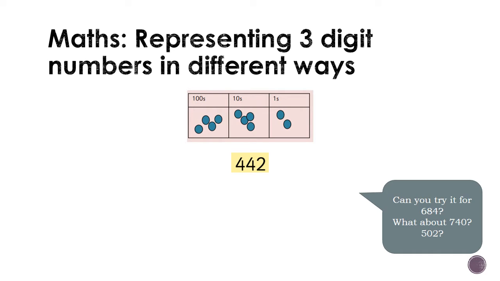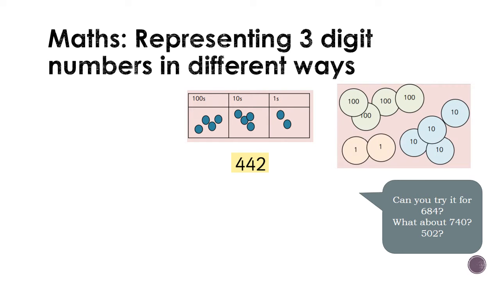One way you might show this number is through a place value grid like the one above, and use counters or circles to represent the counters to show 4 hundreds, 4 tens and 2 ones. In a very similar way, we've got the place value counters, which are represented here with circles to show there are 400 circles, 4 tens and 2 ones, representing the same number.